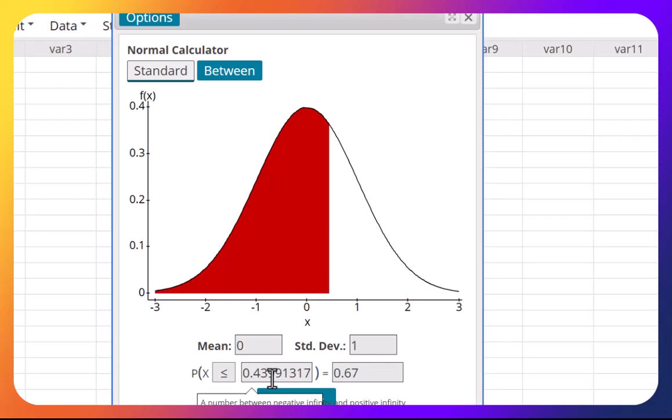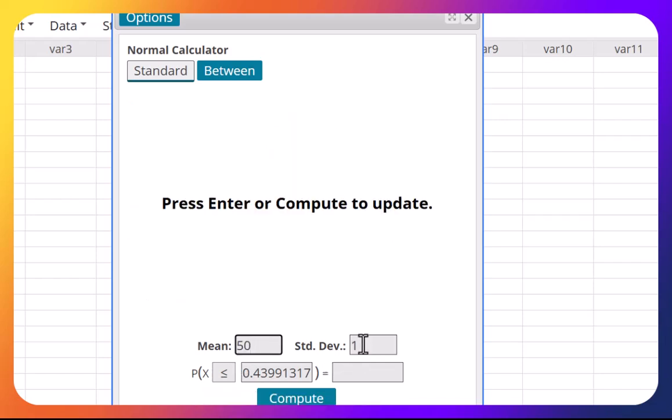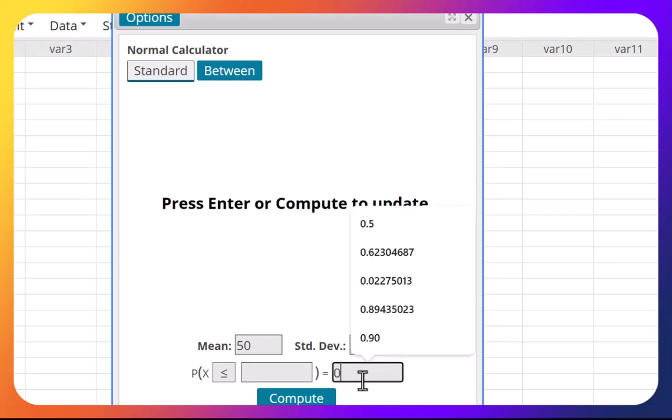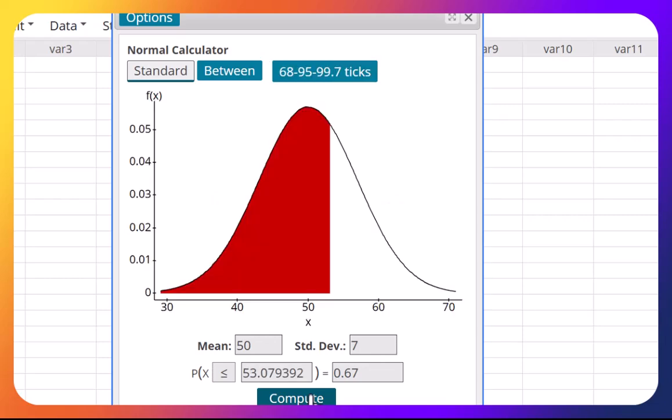But you could do it directly, guys, using StatCrunch. Just enter the mean, which is 50. Enter the standard deviation, which is 7. Enter the area here, which is 0.67, and compute, and you get the answer. You're done.